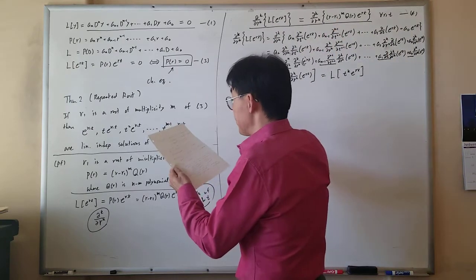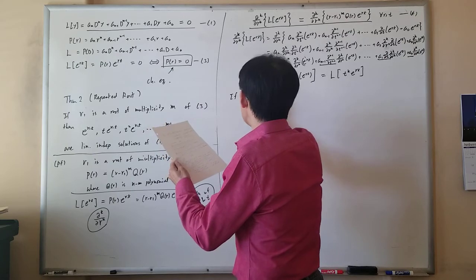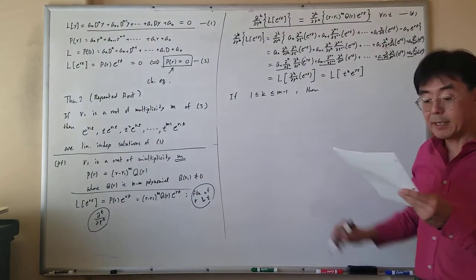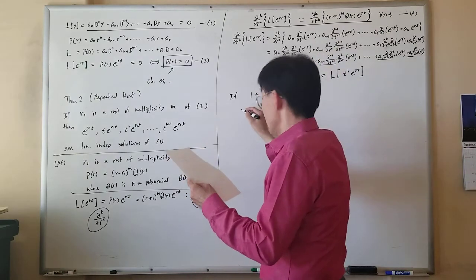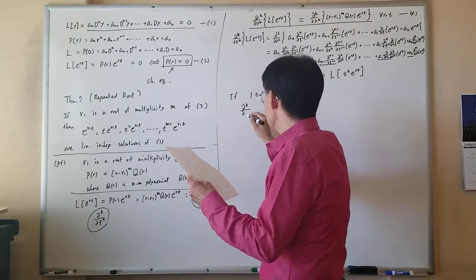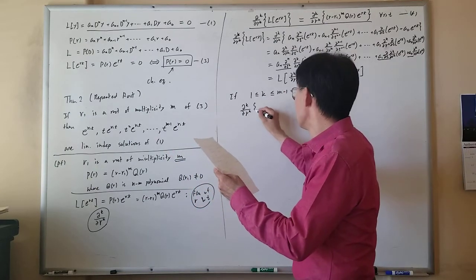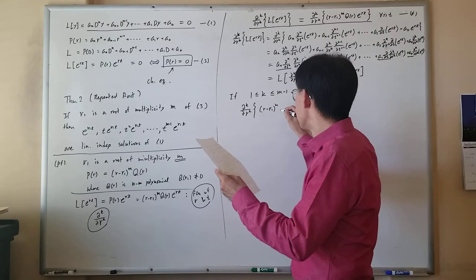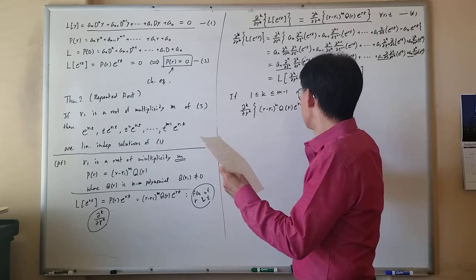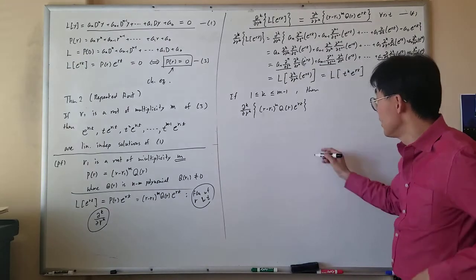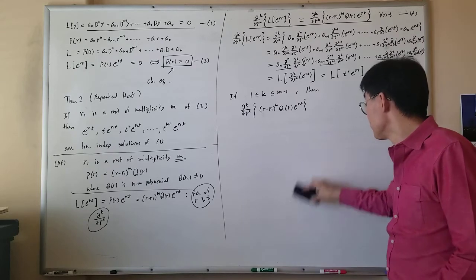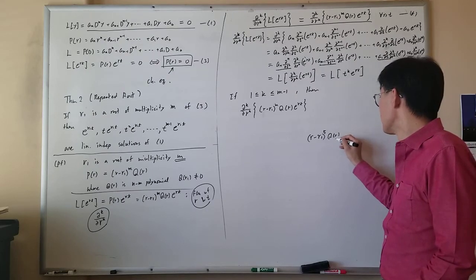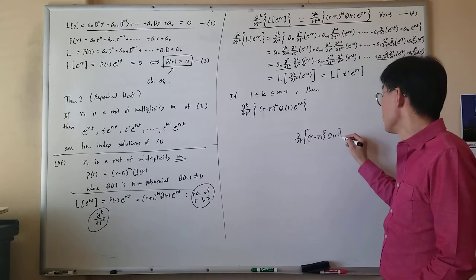What about the right-hand side? If your k is 1 through m minus 1, then the right-hand side, think about it. If you have r minus r1, let's say m equals 5 case, if you take the first order derivative, what do you get?